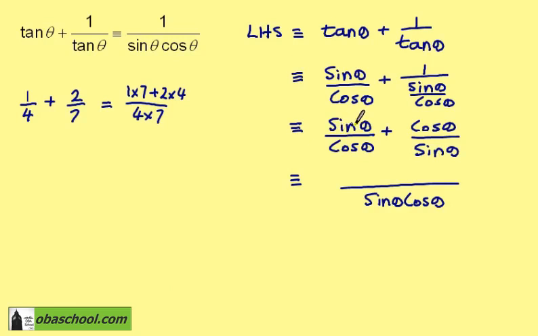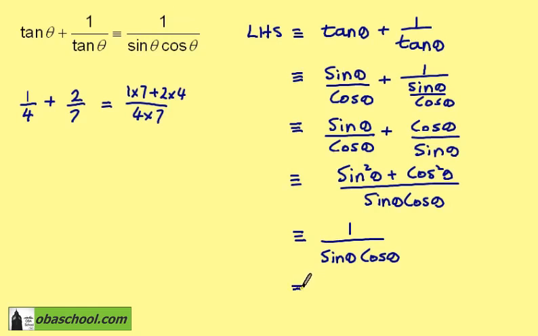This sine theta would get multiplied by the sine theta, giving sine squared theta. The cos theta would get multiplied by the cos theta, giving cos squared theta. And we know that sine squared theta plus cos squared theta is 1. So we get 1 over sine theta cos theta, and we can see that that is the same as the right-hand side. And so we've proven our identity by starting with the left-hand side and going to the right-hand side.